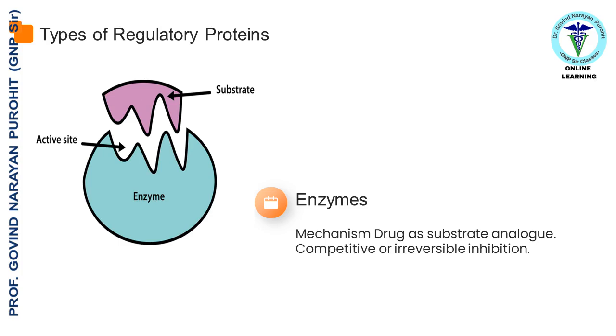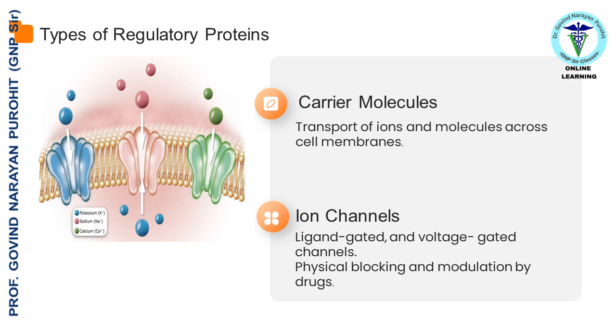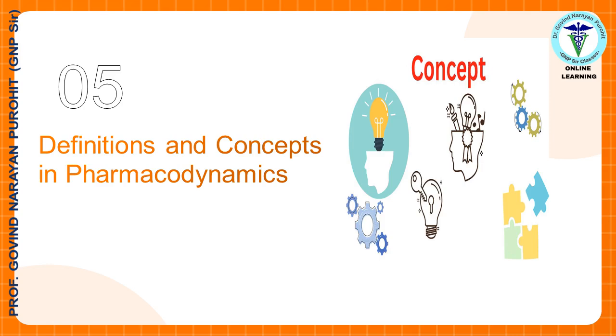Most commonly, the drug molecule is a substrate analog that acts as a competitive inhibitor of the enzyme, either reversibly or irreversibly. The carrier molecules, often proteins, bind to ions or molecules for their transport across cell membranes. The ion channels are either ligand-gated or voltage-gated. Ion channel modulation by drugs, acting directly on the channel or indirectly, is one of the most important mechanisms by which pharmacological effects are produced at the cellular level. Now let us discuss some definitions and concepts in pharmacodynamics.